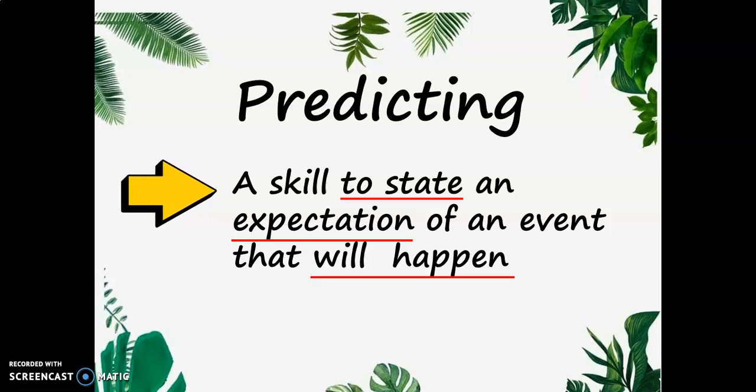Predicting ialah meramal. Ramalan. What is predicting? Predicting is a skill to state an expectation of an event that will happen. Predicting, meramal adalah satu kemahiran. It is a skill to state, untuk menyatakan expectation, apa yang kita jangkakan. We expect an event that will happen, yang mungkin akan berlaku.